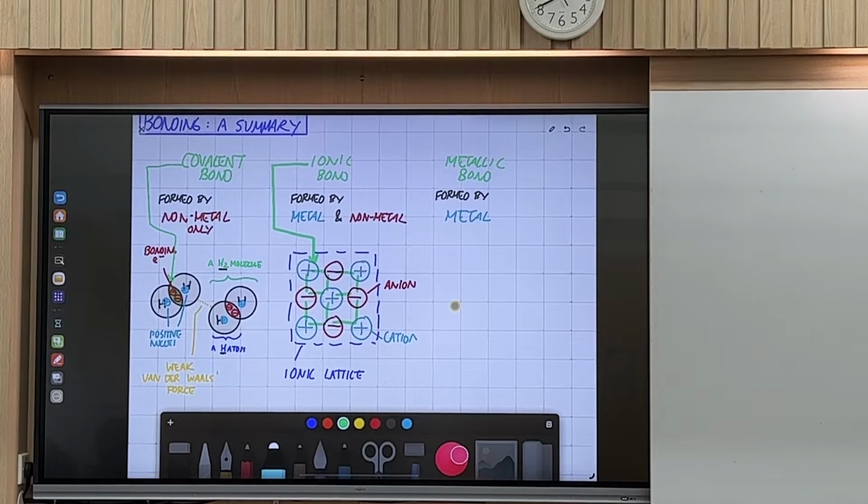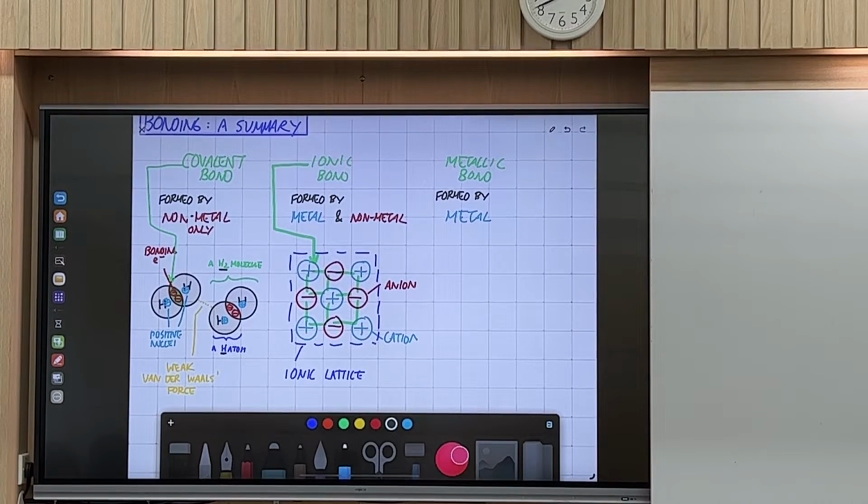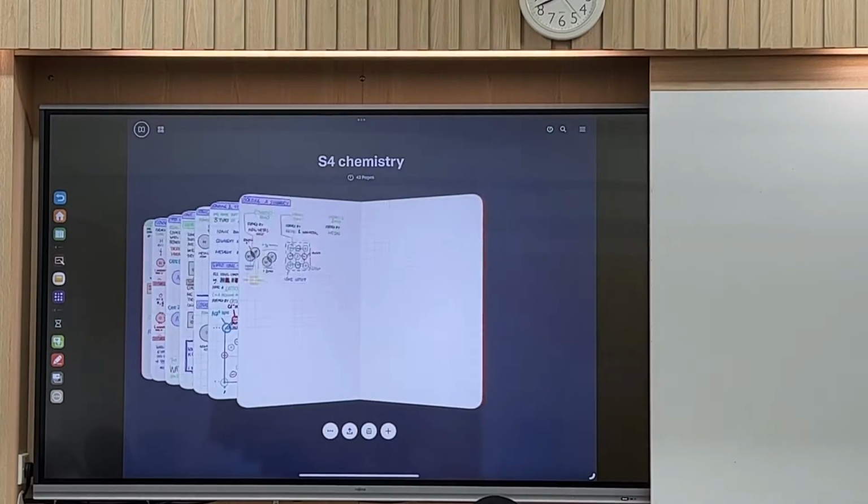And for metallic bonds, what kind of ions do metals form? Do they form positive ions or negative ions? Metals actually form positive ions only. Why is that? Usually metals are found in groups 1, 2, and 3. What are the charges of elements from groups 1, 2, and 3 when they form ions? It's positive: positive 1, positive 2.